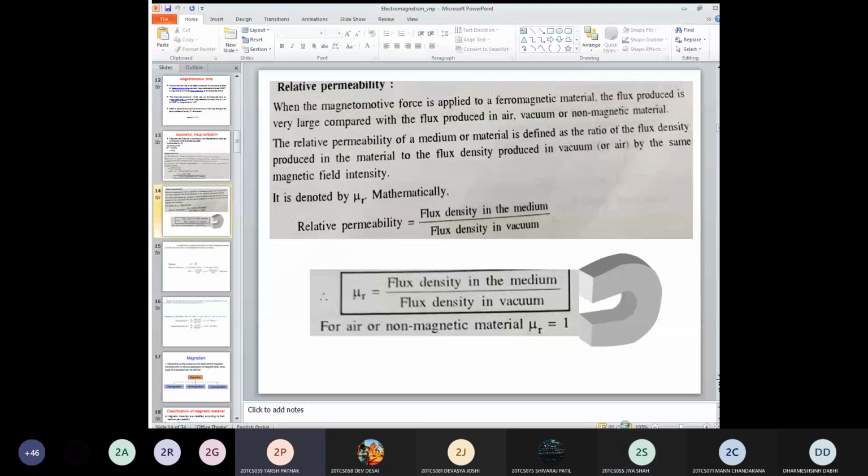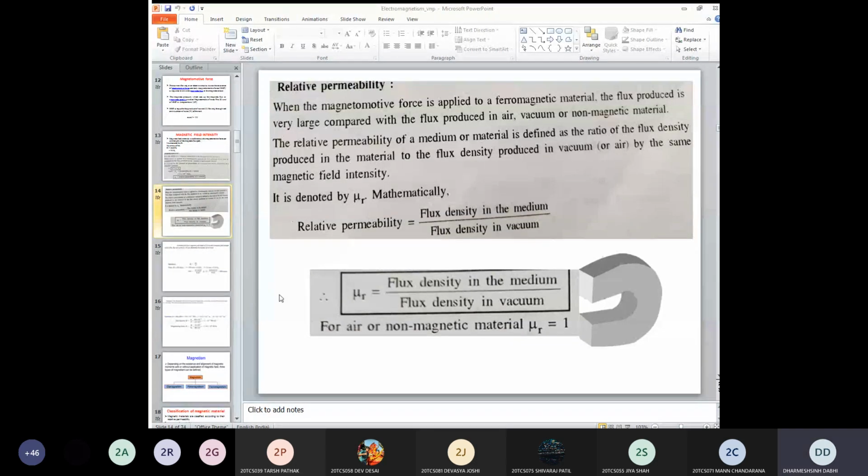So relative permeability: when a magnetomotive force is applied to any ferromagnetic material, the flux produced is very large as compared to the flux produced in air or vacuum, as we have seen in the last slide. So the relative permeability of the medium or material is defined by the ratio of flux density produced in that material to the flux density produced in the vacuum or air with the same magnetic field intensity. Again, the relative permeability is the ratio of flux density in the medium divided by the flux density in the vacuum, but the condition is the same magnetic field intensity.